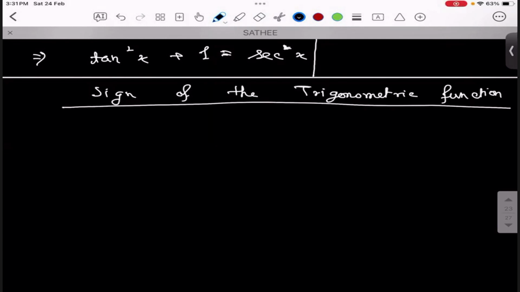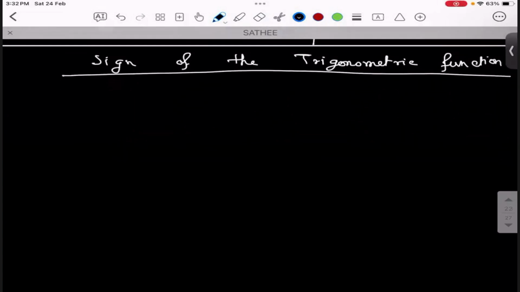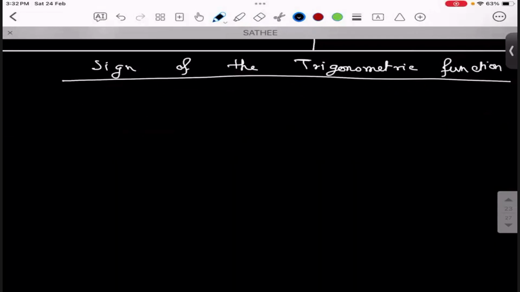Okay. So before going to this section, we should recall one fact that we know: the sine and cos functions are both positive in the first quadrant, and in the second quadrant sine is positive and cos is negative. Like these things we have discussed earlier, when we discussed sine and cos as trigonometric ratios. But now we will discuss the change of sign, when it will change and when it will not change, with respect to all trigonometric functions.